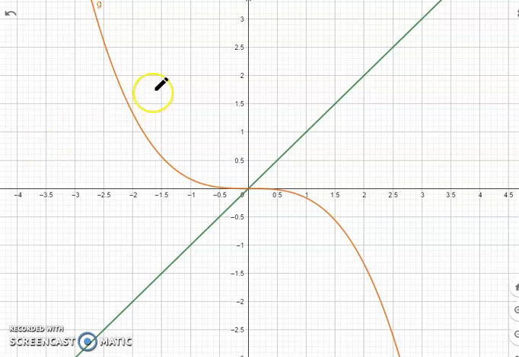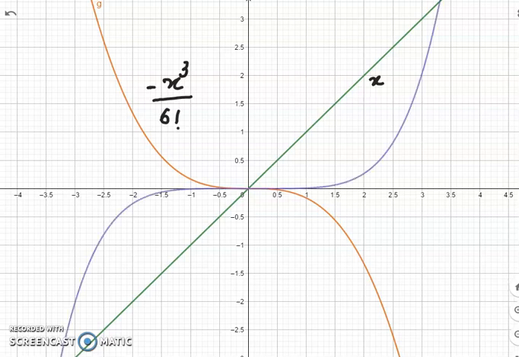So this is x cubed by 6 factorial. This is minus x cubed by 6 factorial. This is x, f of x equal to x. Then I am going to plot x power 5 by 5 factorial. And this is a function.